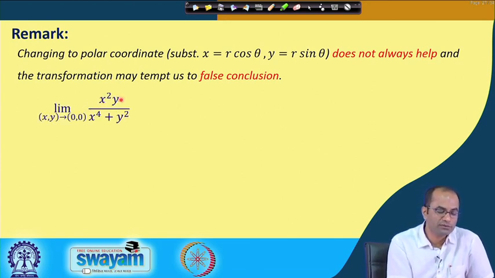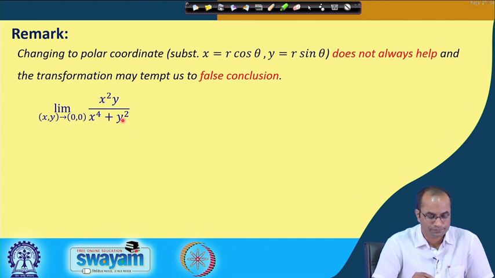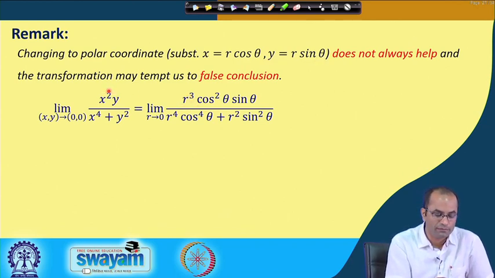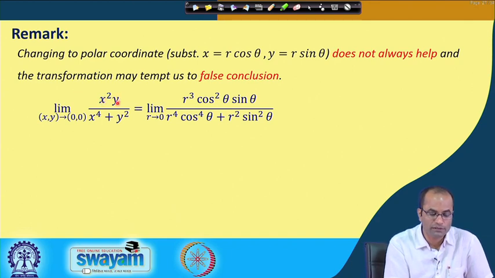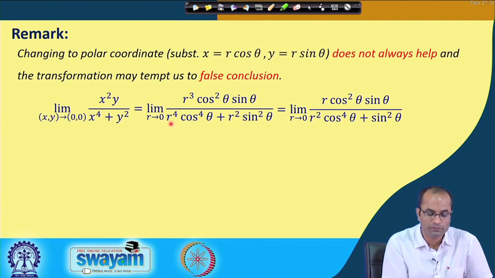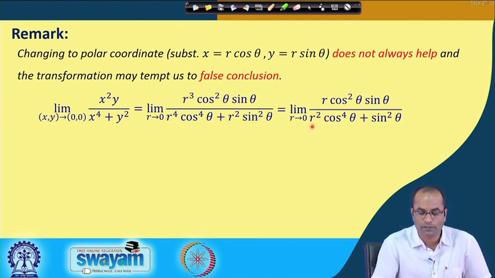So, if we take this example, x square y over x 4 plus y square, and substitute x is equal to r cos theta and y is equal to r sin theta, here we will get, because of r square from here and r from here, r cube and then cos square theta, here sin theta, and again here r 4 cos 4 theta and r square sin square theta. So, in this case this r square we can cancel out. So, we will get r cos square theta sin theta, and in the denominator we will get r square cos 4 theta plus sin square theta.